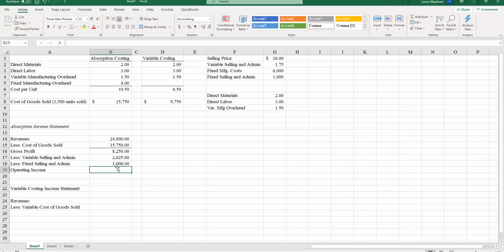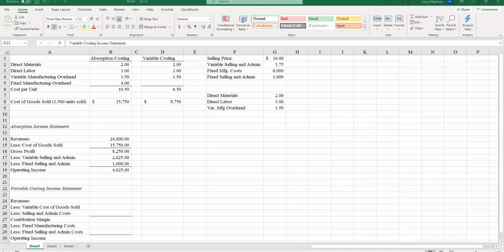And so what's my operating income? My operating income is going to be my gross profit minus my variable and fixed selling and administrative expenses. So that's going to be 8,250 minus 2,625 minus $1,000. My operating income is $4,625. Now under variable costing, let's take a look and see how operating income changes.